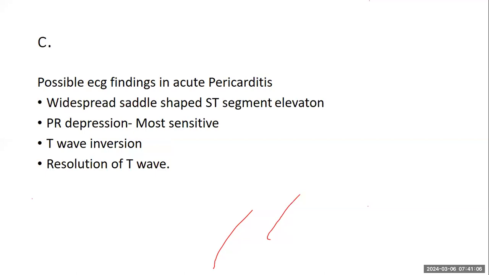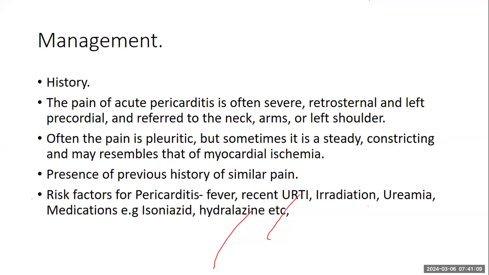So I've mentioned this previously. Next slide. The management involves history taking, history that may point to the diagnosis. The important history is severe retrosternal or precordial chest pain that is often referred to the neck, the hands, or the left shoulder. As I mentioned earlier, the pain is pleuritic, and most of the time the pain is better with the patient leaning forward.